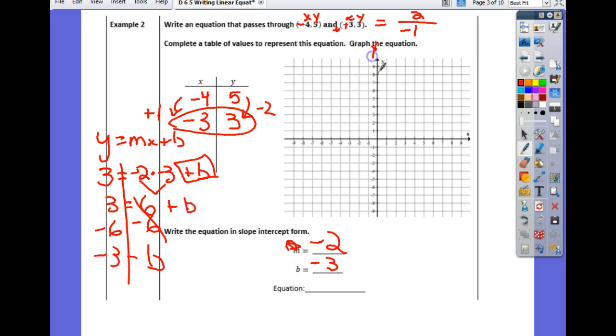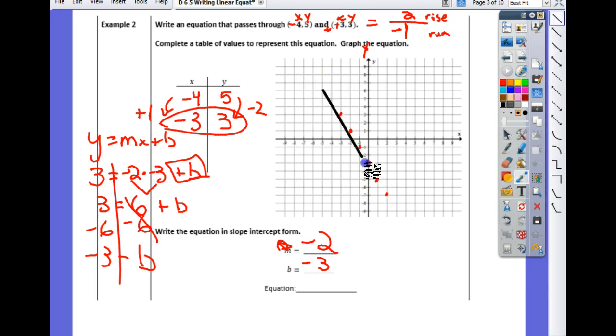So I know that it's going to go through the y-axis at the negative 3. It has a slope of what? A negative 2 or a negative 2 over 1. So that's rise over run. Help me graph this. Which direction? Left or right? Left? How many? What's my run? Left how many? 1. Left 1 and then rise? 2. Left 1, up 2. How about backwards? Right 1, down 2. Alright? And there you graph it.